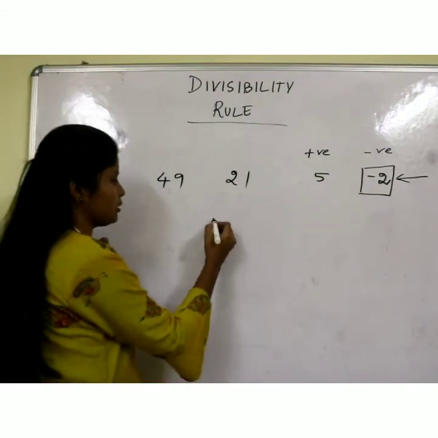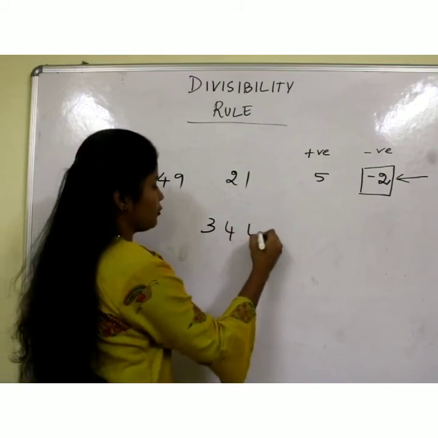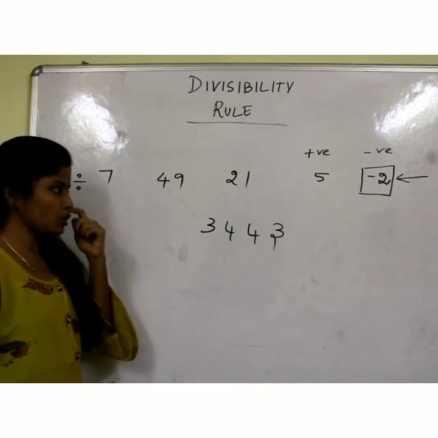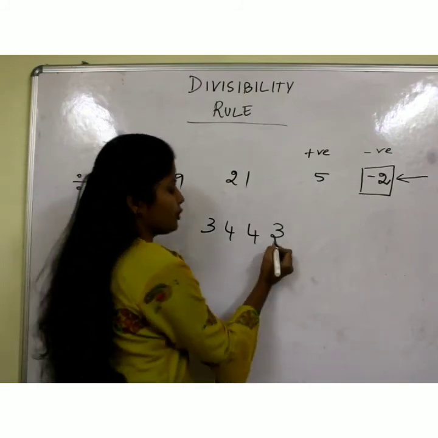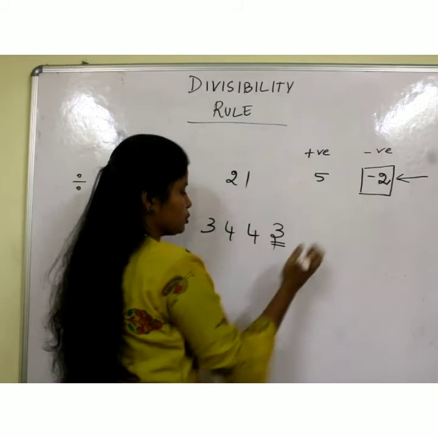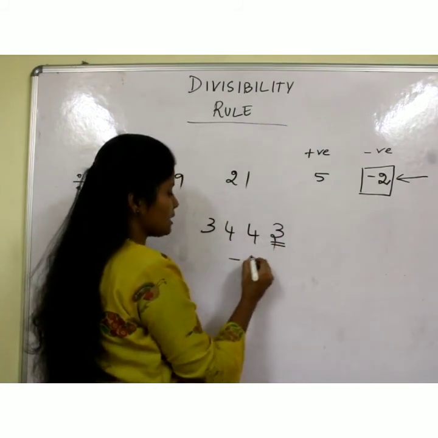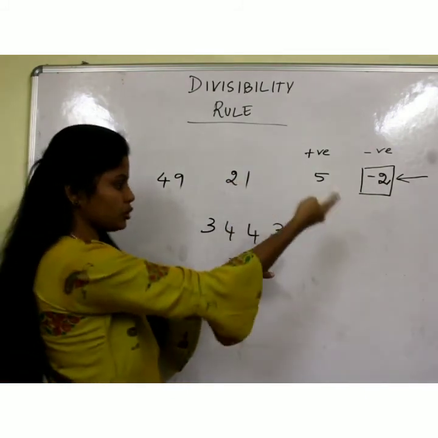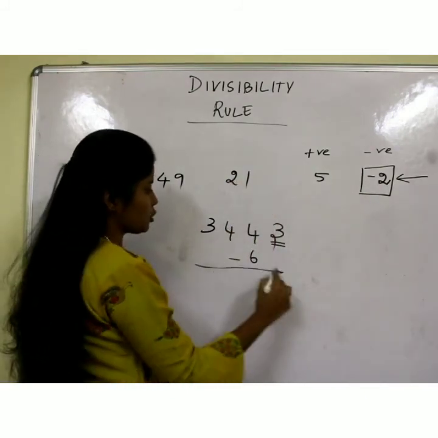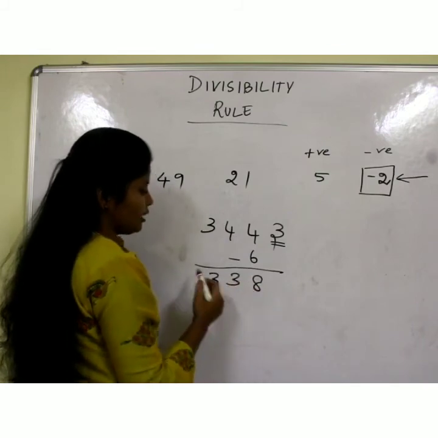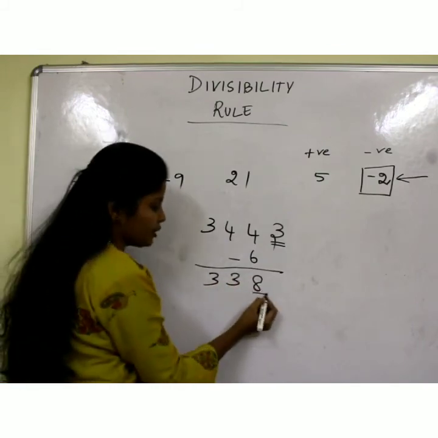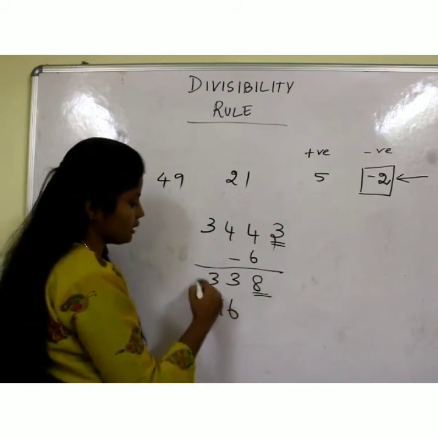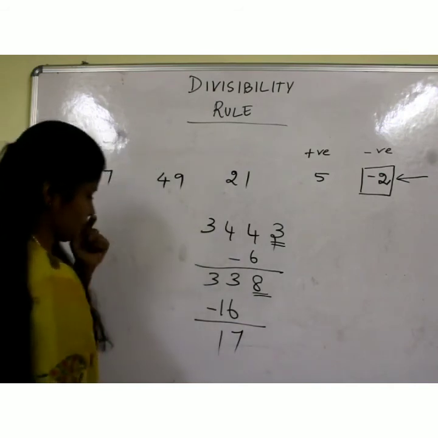So let me take a number like 3443. Now I want to check whether this number is divisible by 7. As I told you, I am going to take the unit digit multiplied with 2, 3 into 2 is 6, and subtract it from the remaining numbers. So I get 338. Again, take the unit digit 8, multiply it by 2, which makes it 16, and subtract it from the remaining numbers. 17, of course.